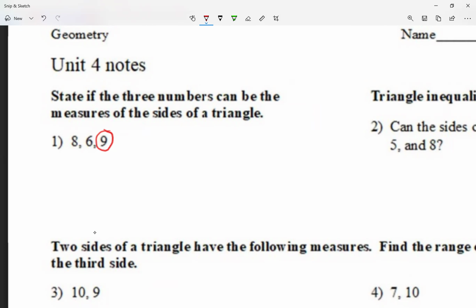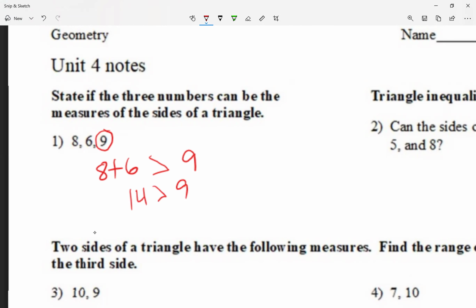What I'm going to do is add the other two sides, so 8 plus 6. And this has to be bigger. It cannot be equal to or less than. It has to be bigger than the third side, 9. So I ask myself, is 8 plus 6 more than 9? I know 8 plus 6 is 14. So I'm really asking myself, is 14 more than 9? Well, yes. So that will be my answer. Yes, the three numbers can be the measures of the sides of a triangle. I can make a triangle with those three sides.